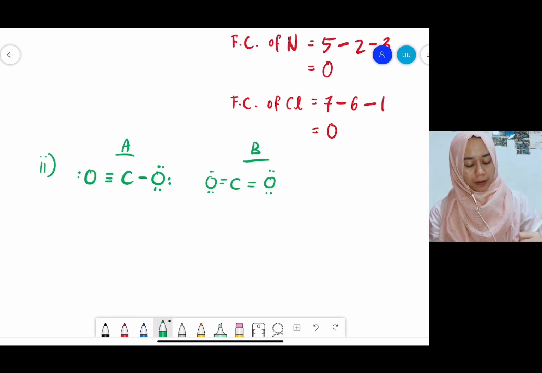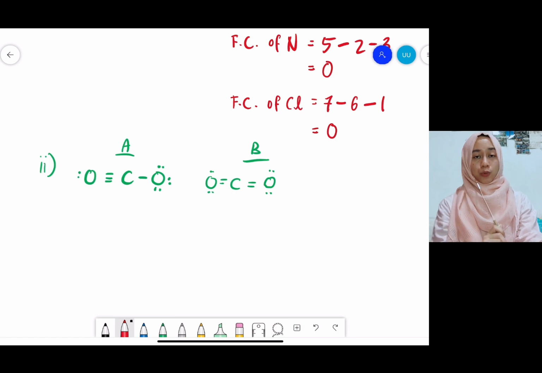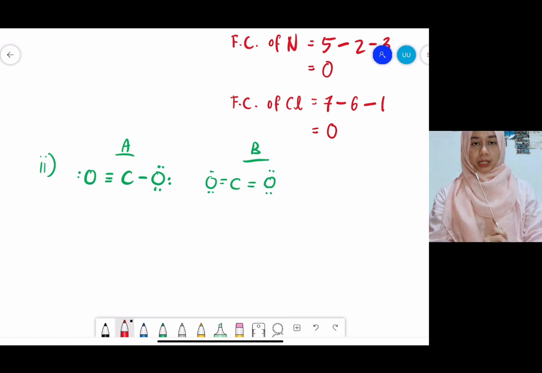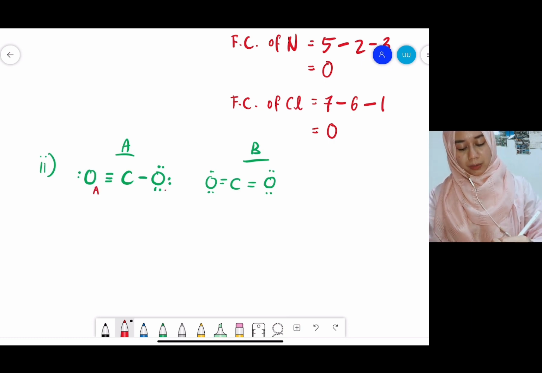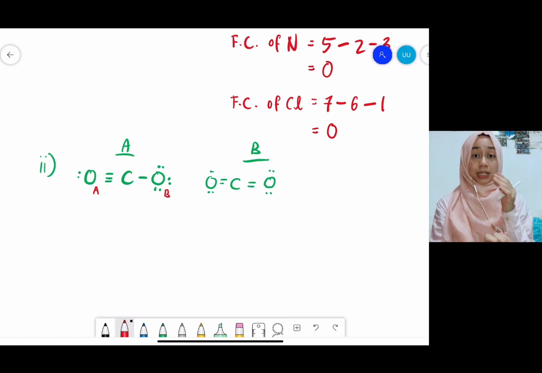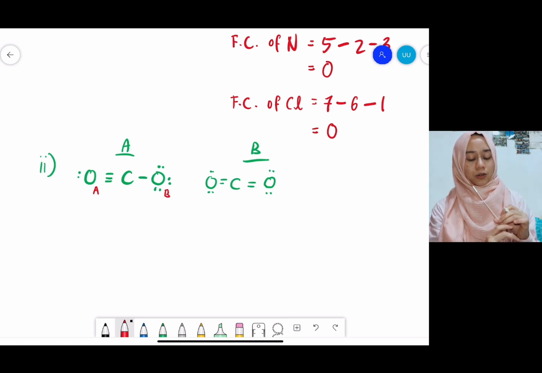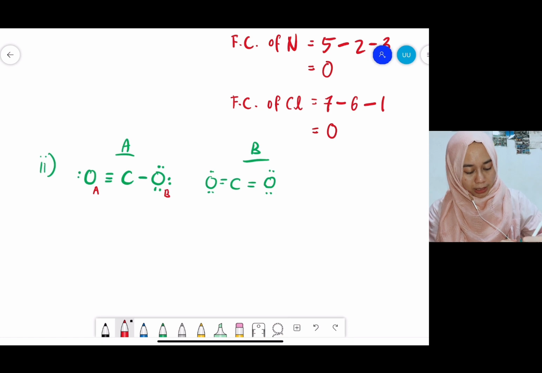So untuk A, kalau kamu tengok dia ada dua oksigen kan, tapi dua oksigen dekat sini dia tak sama tau. Sebab oksigen sebelah kiri dia ada satu lone pair, 3 bond. Oksigen sebelah kanan pula dia ada 3 lone pair, 1 bond. Okay, so kita akan try to bagi nama lah dekat oksigen ni, satu OA, satu lagi Miss panggil sebagai OB. Okay, so formal charge dia berbeza lah. Okay, so now kita kira formal charge.